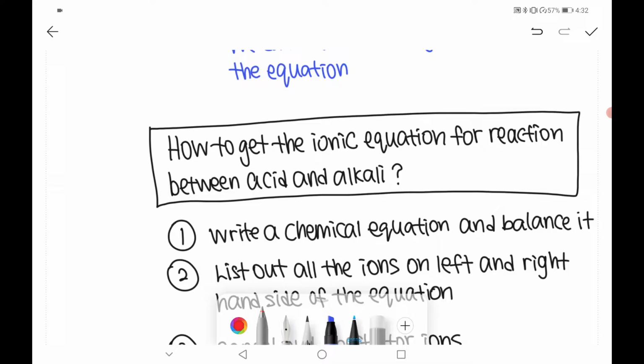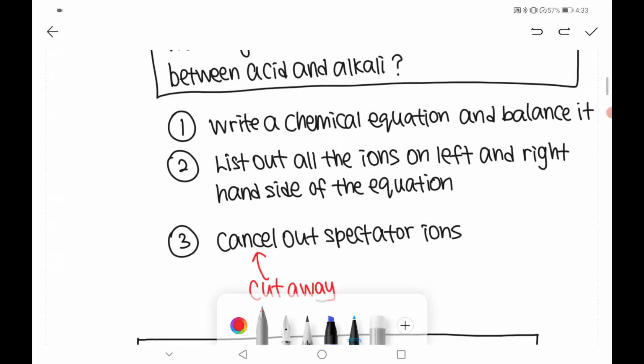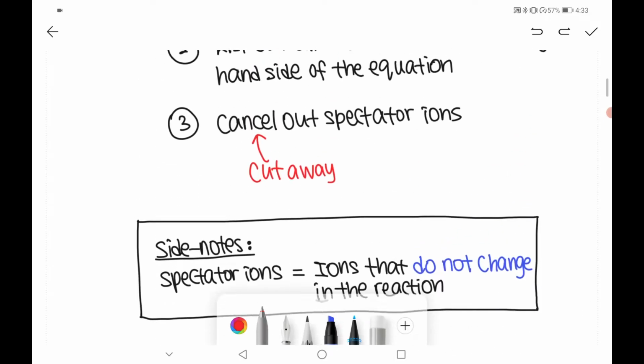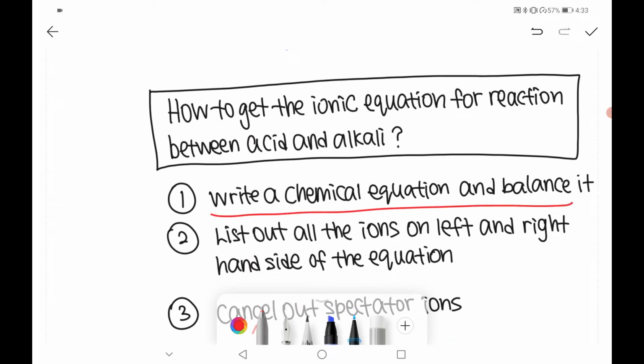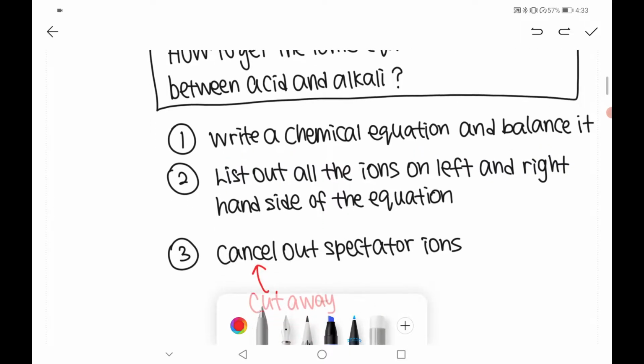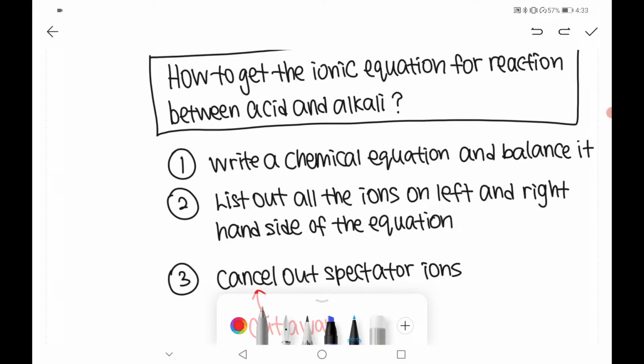Okay, so now I will show you how to get the ionic equation for the reaction between acid and alkali step by step. So step number 1, we need to write a chemical equation and we need to balance the chemical equation. So we start with writing a chemical equation and balance it.